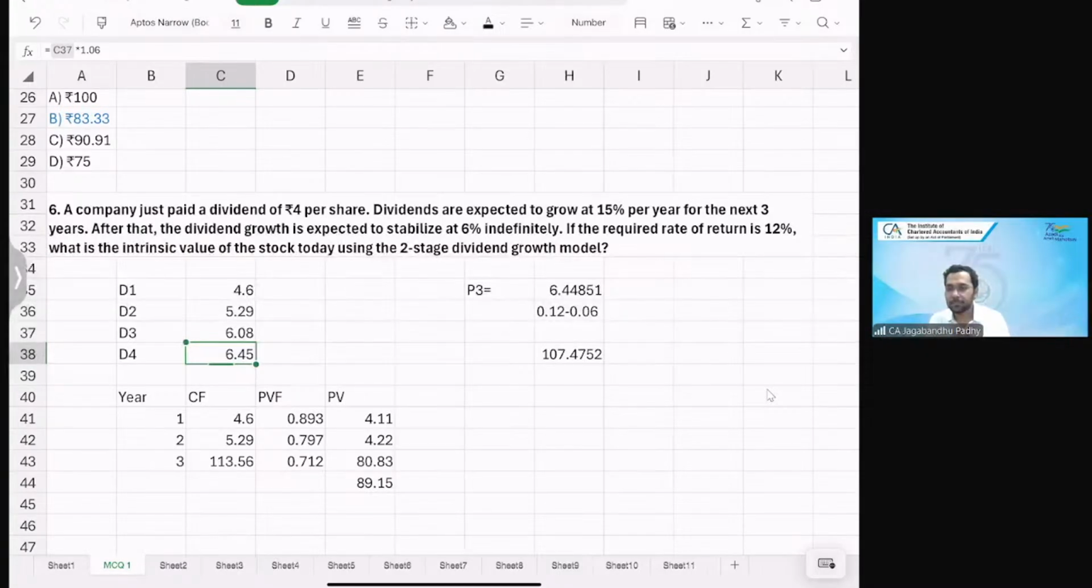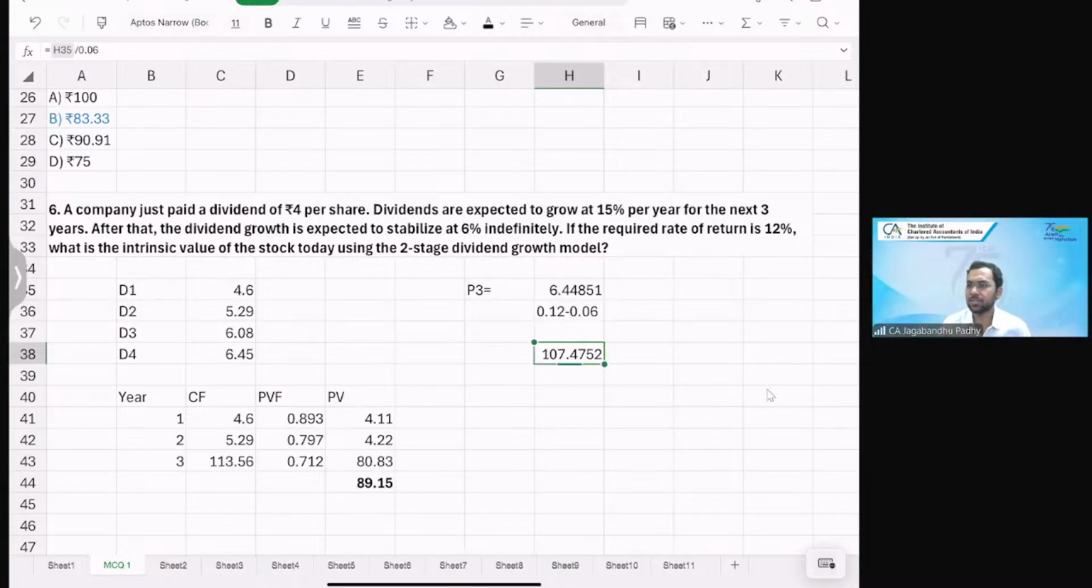Correct? Let's verify these dividend numbers, guys. Okay, so it's my mistake. I put the rate of return as 15% instead of 12%. No, the rate of return is 12%. Yes, that's why 89.15 is right, sir. So this is 89.15, because you get the price of the share in year 3, or value of the share in year 3, as 107, and then you simply take the discounted value of all the cash flows.